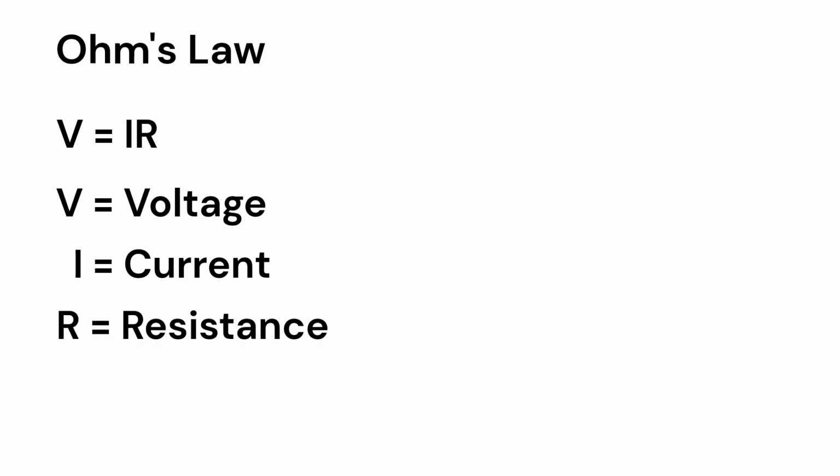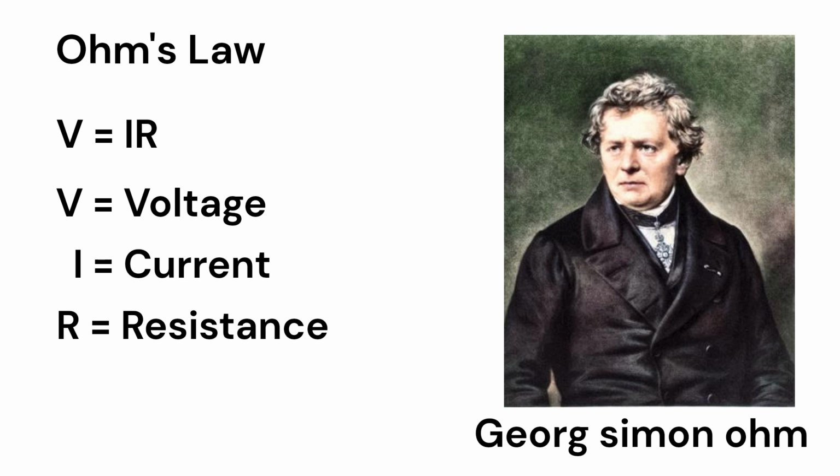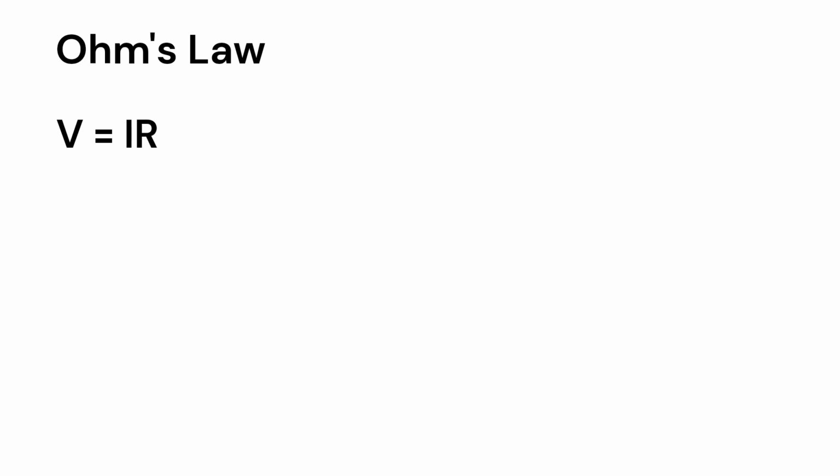Now, Ohm's law. Ohm's law is simply V equals IR. V is the voltage, I is the current, and R is the resistance. Ohm's law was proposed by the German physicist and mathematician Georg Simon Ohm. To say in detail, at constant temperature, the voltage across 2 points of a conductor is directly proportional to the current between the 2 points, which means if the voltage increases, the current increases proportionally, and if the voltage decreases, the current decreases proportionally.